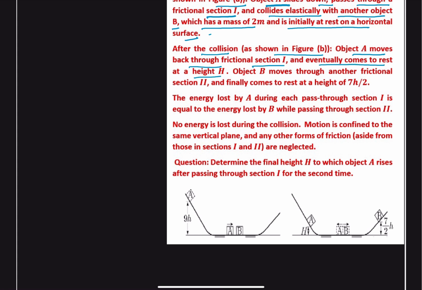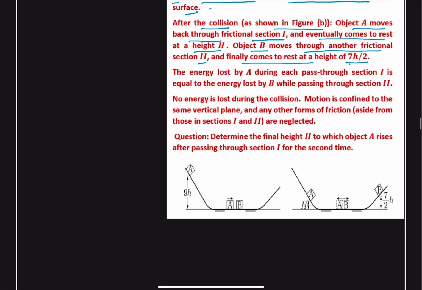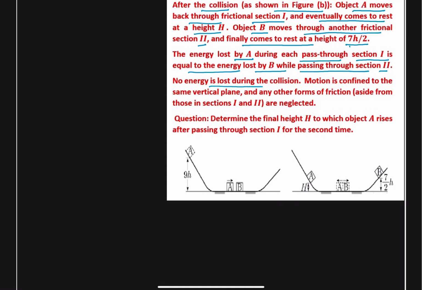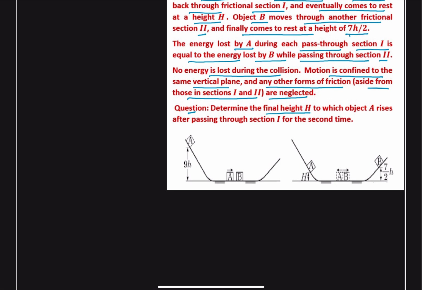Object B moves through another frictional section 2, and finally comes to rest at a height of 7h by 2. The energy lost by A during each pass through section 1 is equal to the energy lost by B while passing through section 2. No energy is lost during collision. Motion is confined to the same vertical plane, and any other forms of friction aside from those in section 1 and section 2 are neglected. So the question is, determine the final height H to which the object A rises after passing through section 1 for the second time.